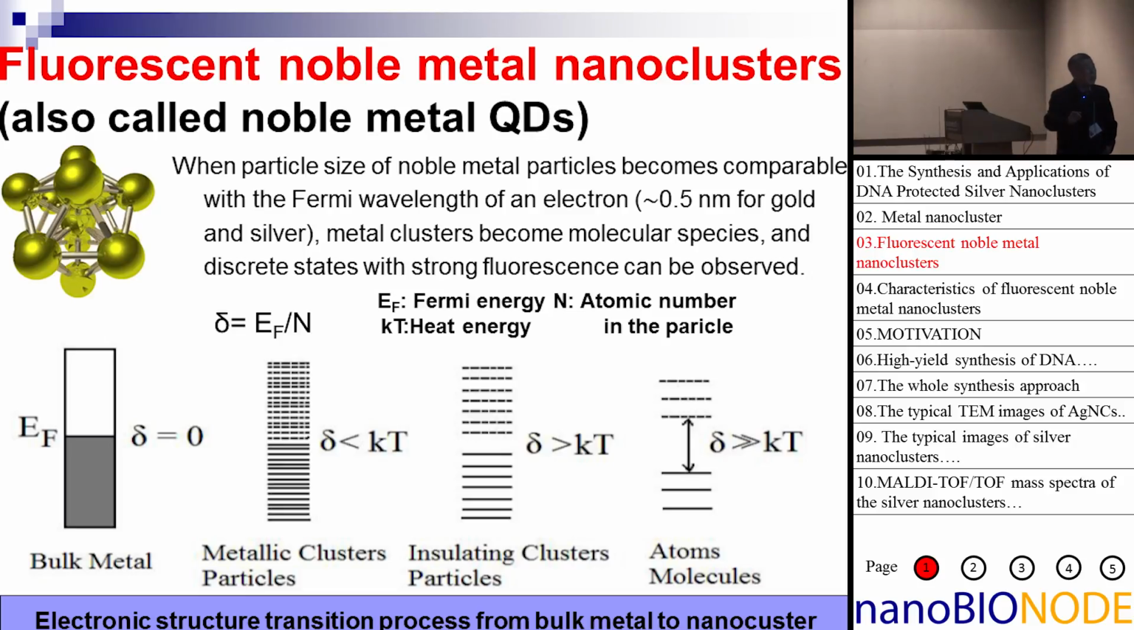If delta is smaller than kT, where k is the Boltzmann constant and T is the absolute temperature, that's the metallic cluster particle. If delta is larger than kT, this is the insulating cluster particle. And if it is much larger than kT, this is atoms and molecules. This just shows you the electronic structure transition process from bulk matter to nanoclusters.